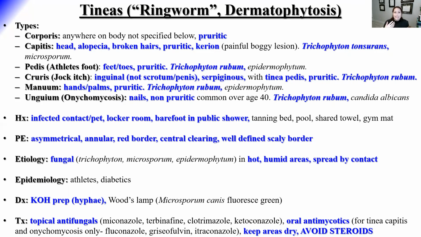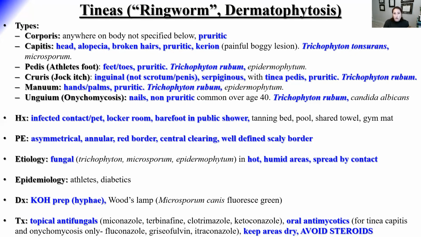Physical exam for this, it's asymmetrical. It is annular, it's circular. It has a red border with central clearing and a well-defined scaly border. And we'll see this on the next slide here. We talked about this as fungal in nature. So Trichophyton, Microsporum, Epidermophyton in hot, humid areas, and it's spread by contact. More likely to get this are people who are athletes and diabetics.